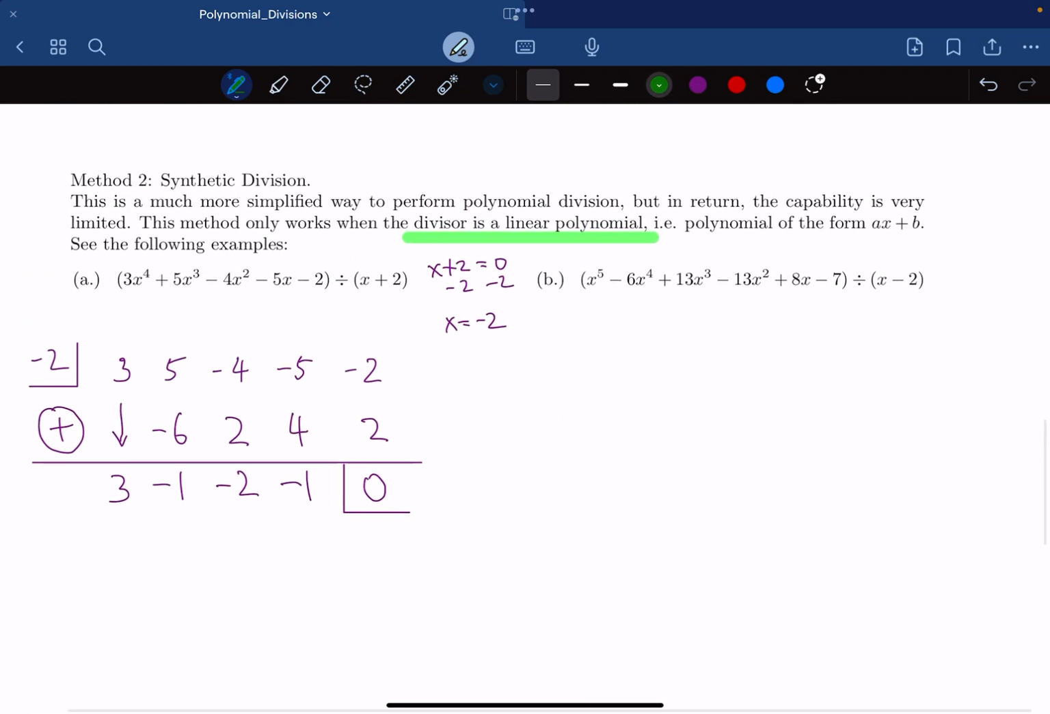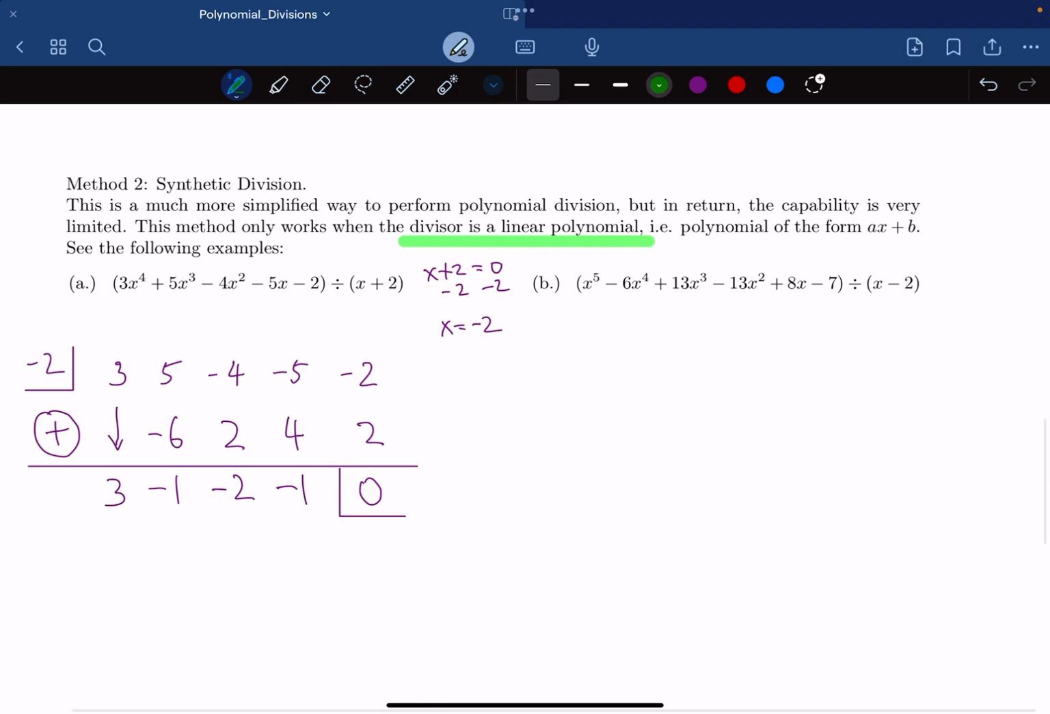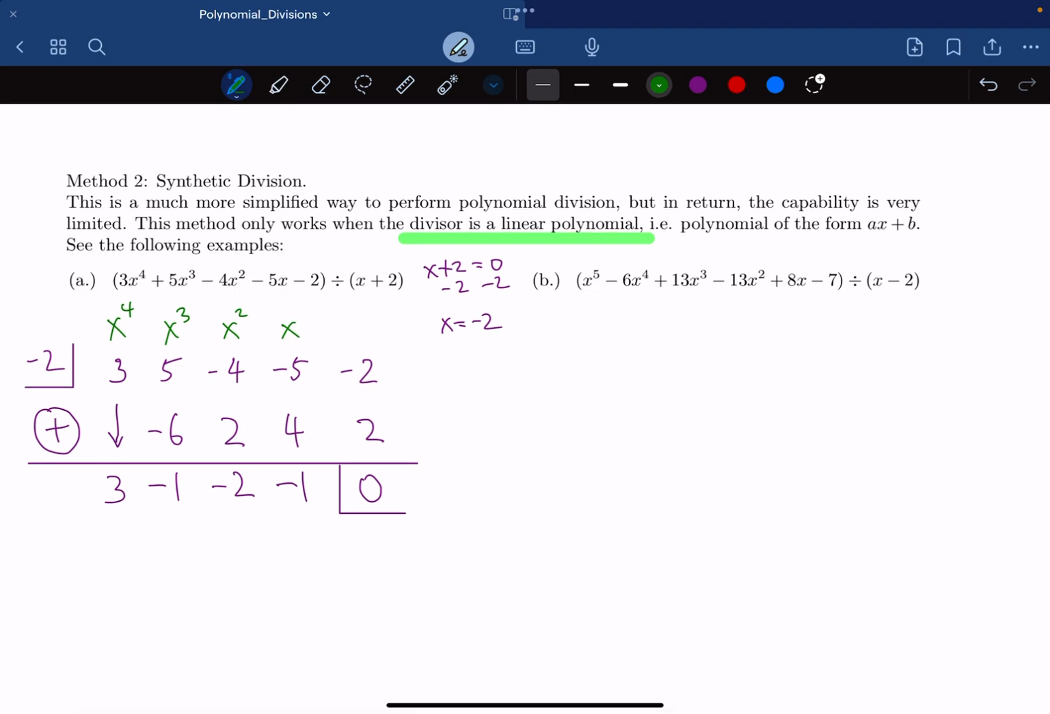So going back to this problem, the setup here is basically turning the dividend polynomial into a list of numbers, where we just write down the coefficients. So I can think to myself what these coefficients are coefficients of. The 3 is the coefficient of x to the 4th, 5 is the coefficient of x cubed, negative 4 is the coefficient of x squared, negative 5 is the coefficient of x, and negative 2 is the coefficient of, well, nothing. So I'll go ahead and put that as 1, just to remind myself that's a constant term.